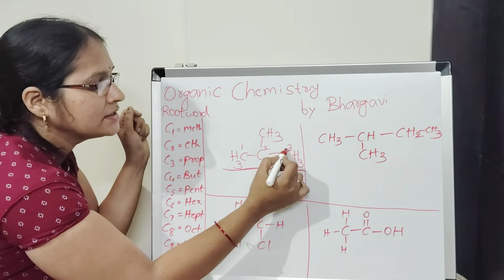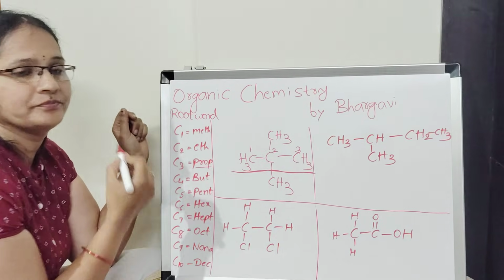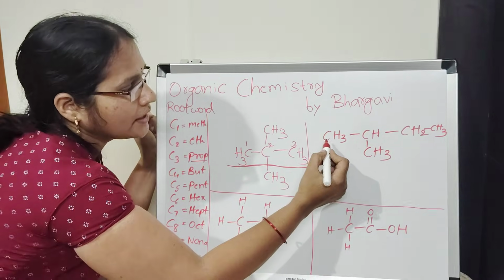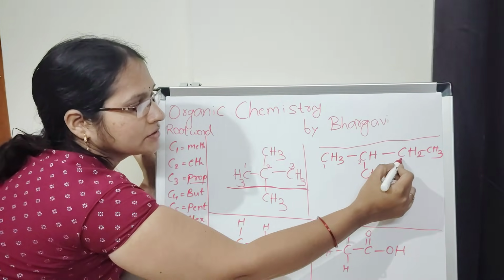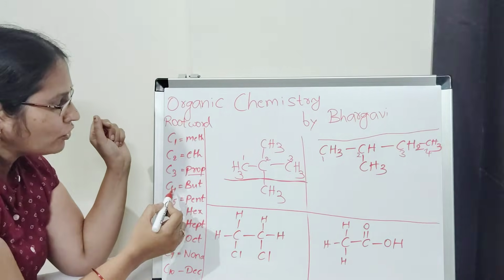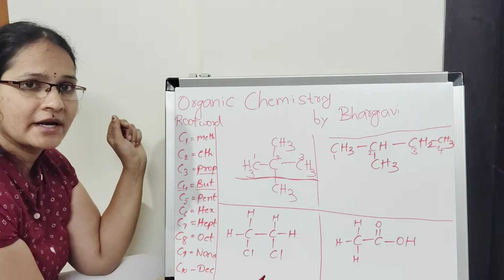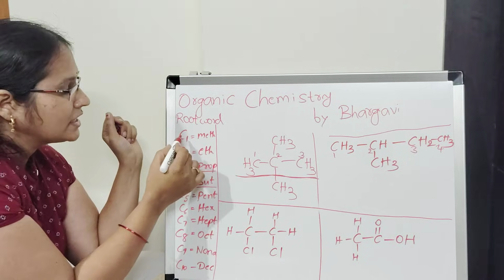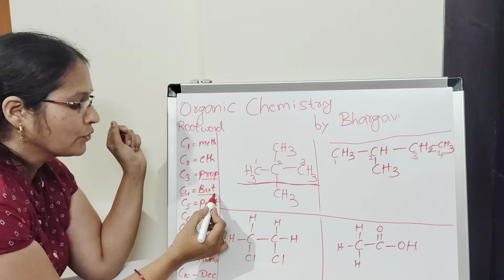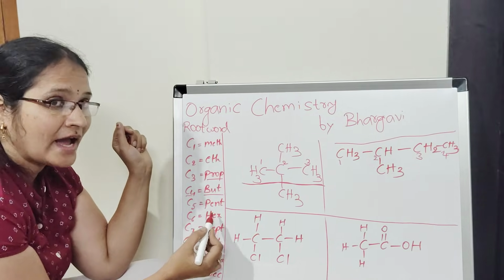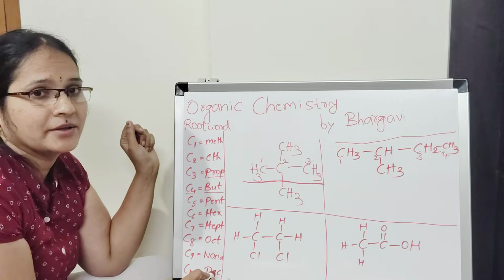1, 2 and 3. If 3 carbons are there in an organic compound, we have to use the word pro. C3 pro. The next organic compound, I have 4 carbons in a chain: 1, 2, 3, 4. If you have 4 carbons in a chain, you have to use the word bute. Based on the number of carbons in a parent chain, we use different root words. C1 meth, C2 eth, C3 pro, C4 bute, C5 pent, C6 hex, C7 hept, C8 oct, C9 nona, C10 dec.